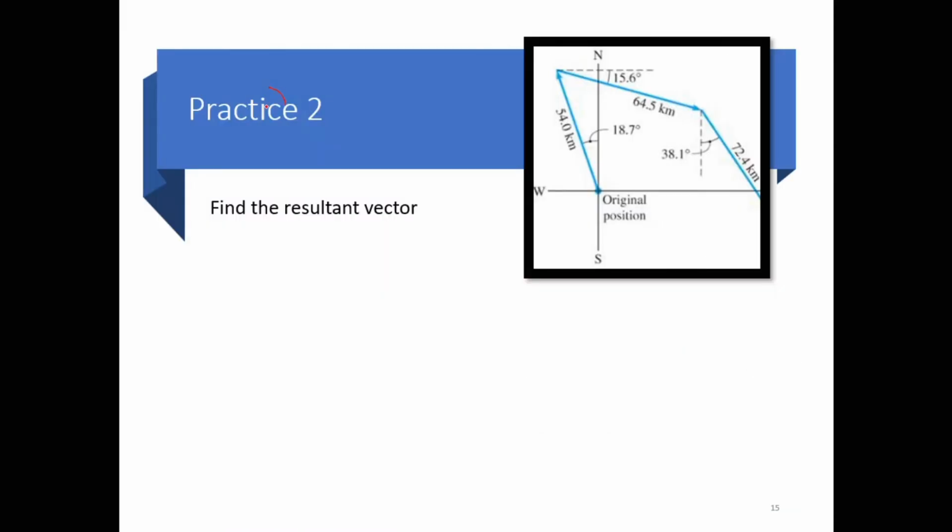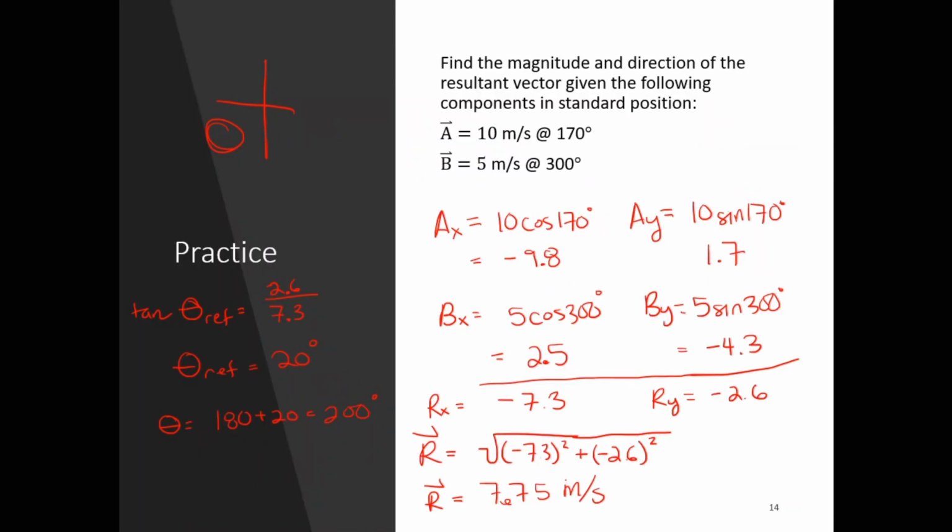Okay, let's go back. There we go, to that 180 plus the 20. Okay, final answer, 7.75 meters per second at 200 degrees.